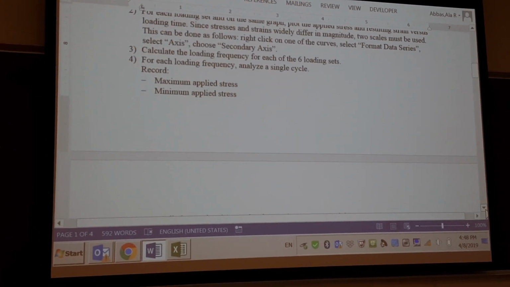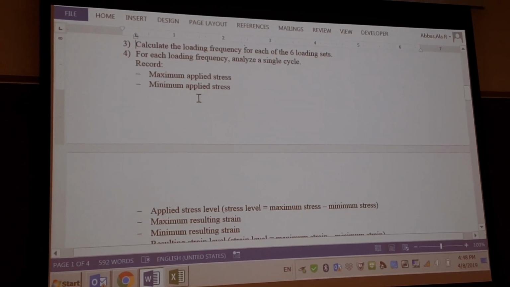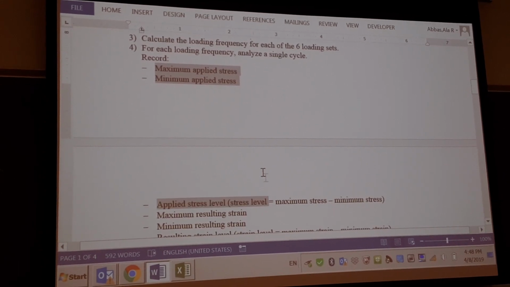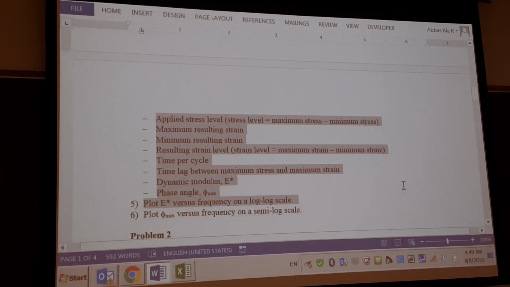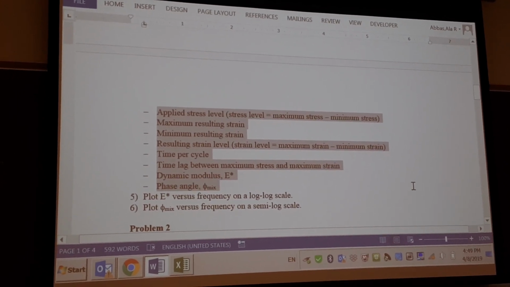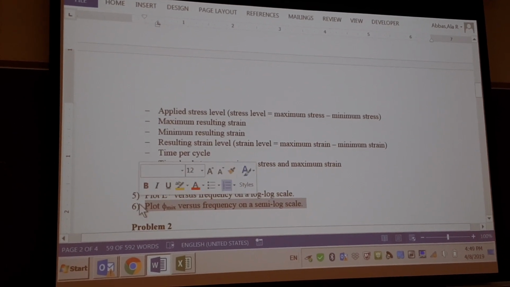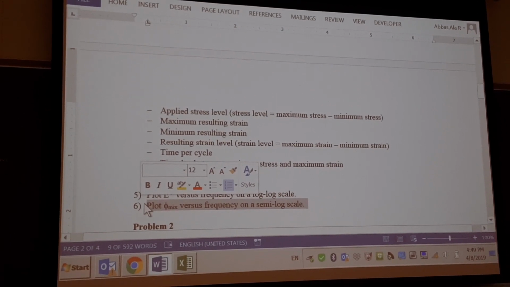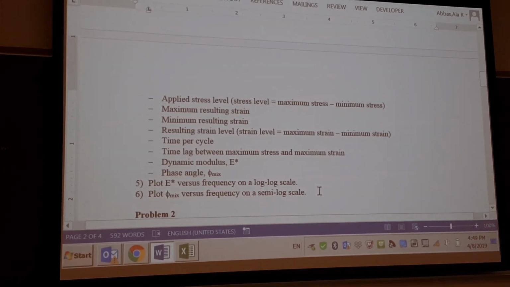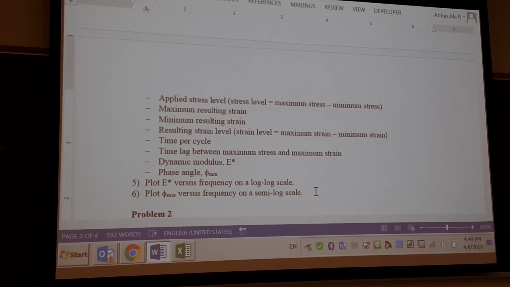Calculate the loading frequency for each of the 6 loading sets, and then basically determine the dynamic modulus. How do you do that? Maximum stress, minimum stress, take the difference; maximum strain, minimum strain, take the difference; time per cycle, time lag, so that you can also get the phi angle. And then you can plot these two. Usually E star versus frequency is easier to get. Once you get to the phi mix versus frequency, usually it's a little bit harder because the time lag is not very easily obtained. So that's basically, again, the first problem.